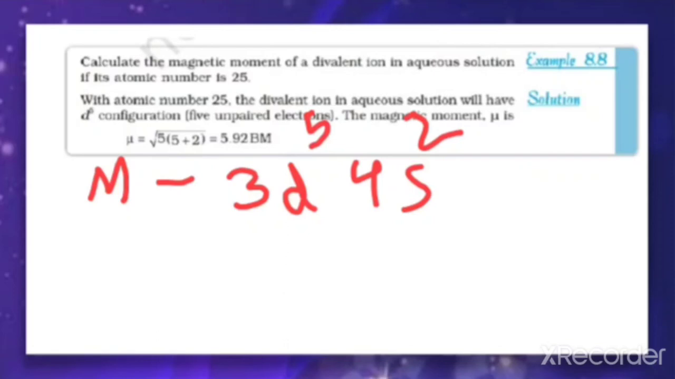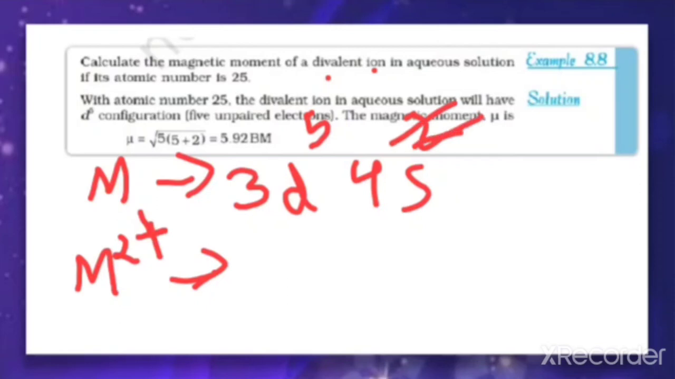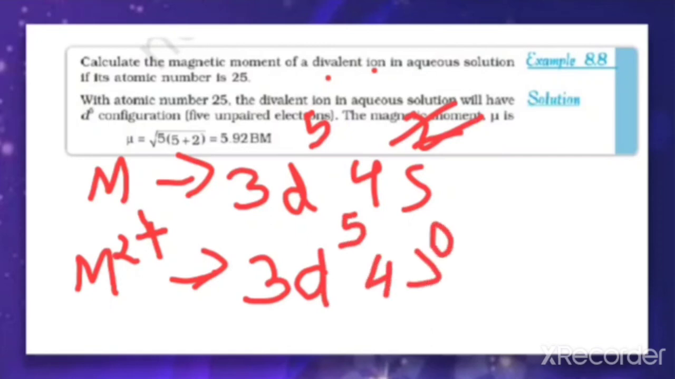But it is asked for the divalent ion. Divalent ion means it has 2 positive charges. So that means we need to find out for M2 plus. M2 plus means you have to remove 2 electrons. From where are you going to remove the electrons? You are going to remove the electrons from 4s. So now the configuration becomes 3d5 4s0. Now tell me how many unpaired electrons are there?